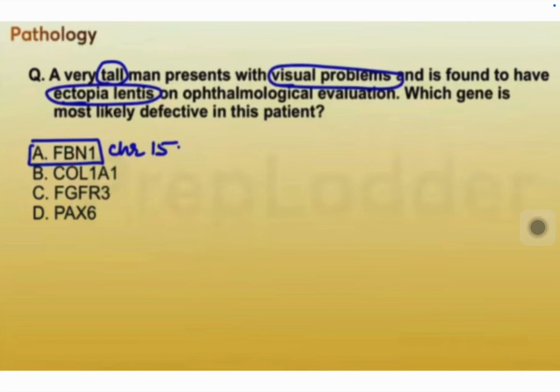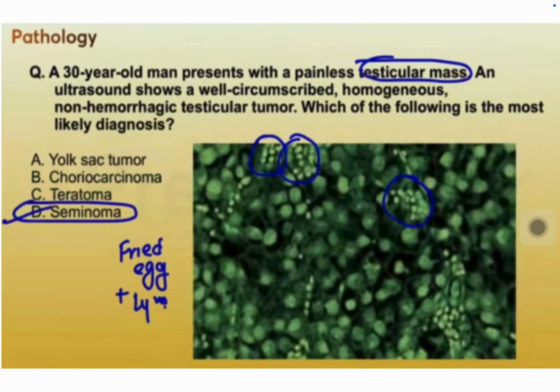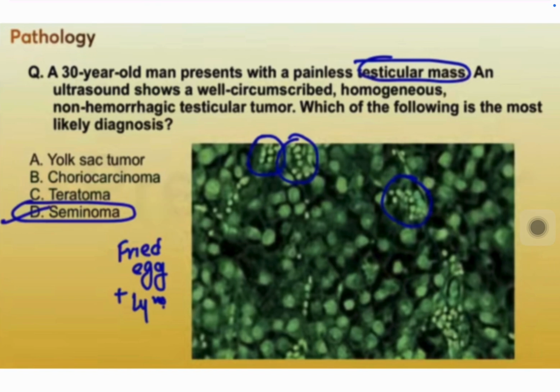NEET PG paper solution. A very tall man presents with visual problems and is found to have ectopic lentis on ophthalmological evaluation. Which gene is most likely defective in this patient? That would be your fibrillin 1 gene on chromosome 15. Fibrillin 1.